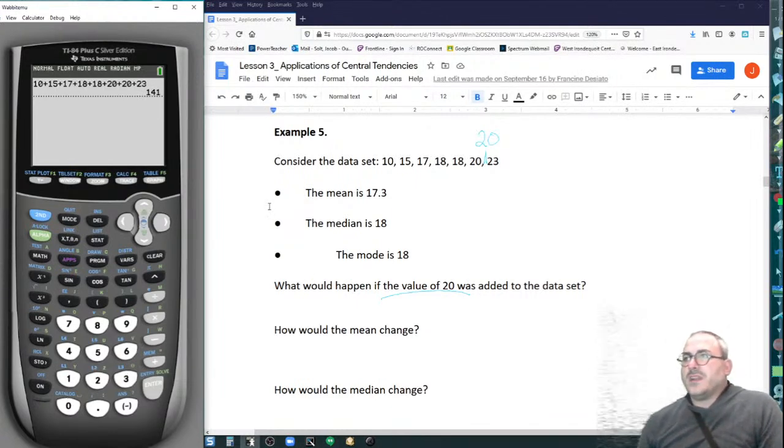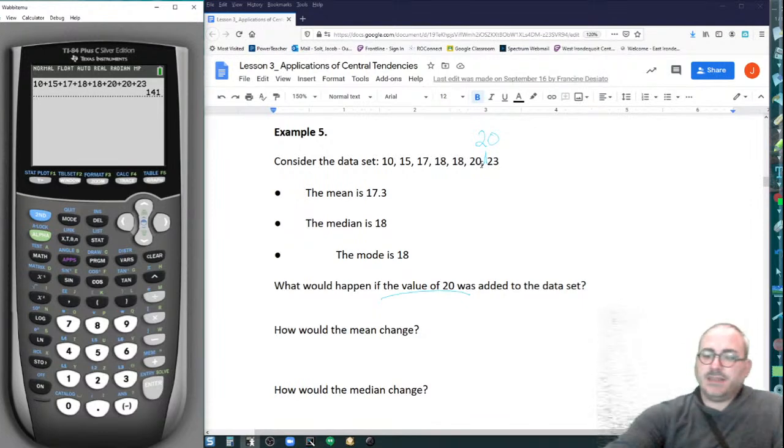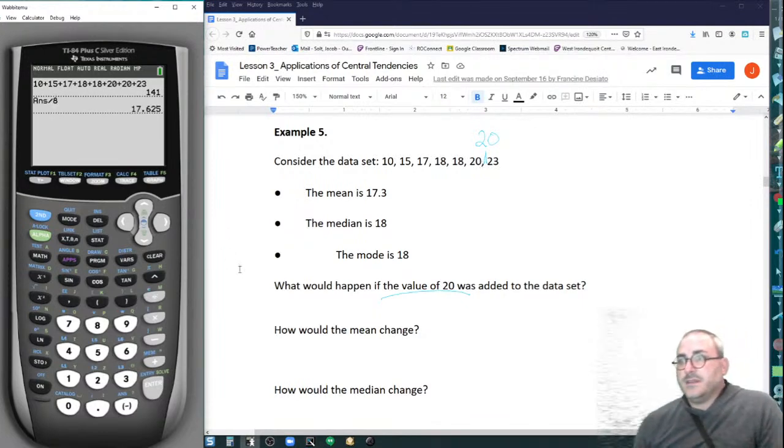141. So 141, how many numbers do I have? I've got 1, 2, 3, 4, 5, 6, 7, 8. Divide by 8. So I have a mean of 17.625. Make that decimal nice.